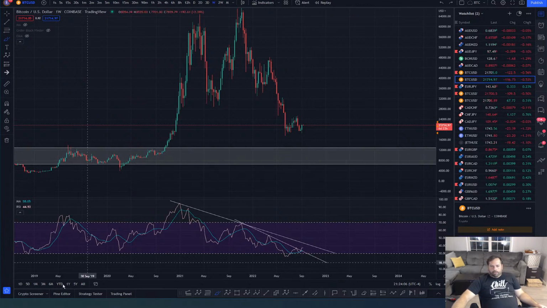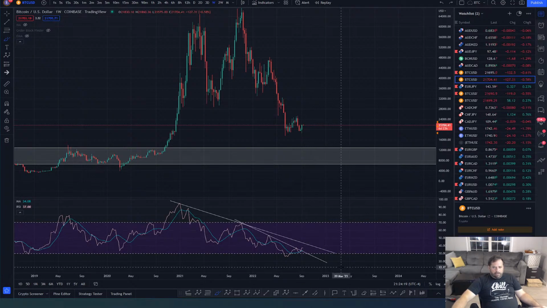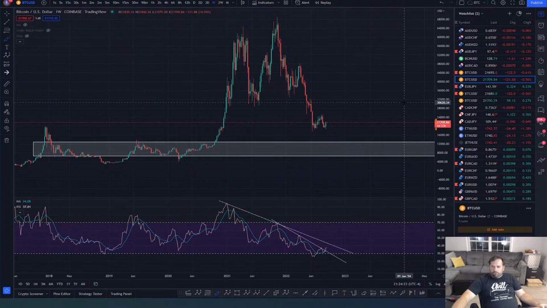Okay, so I would say, yeah, Ryan, we haven't broken structure on the weekly RSI. This intermediate trend line is not the trend line, but rather the trend line that we want to see break is this one. But the other problem is, guys, listen, this is critical and it's important. I can't tell you how important it is.